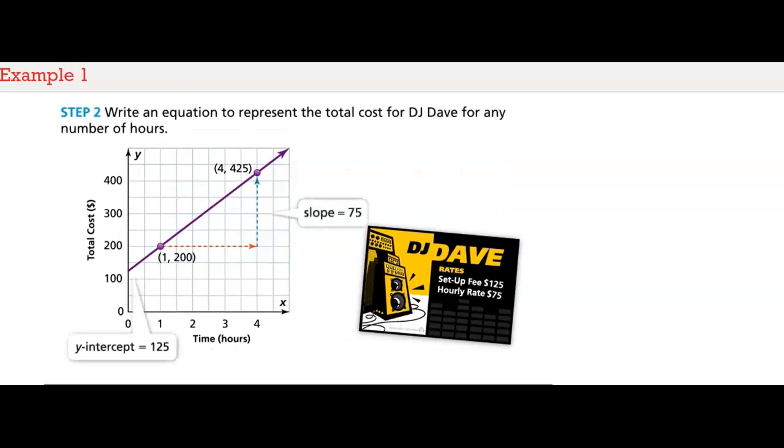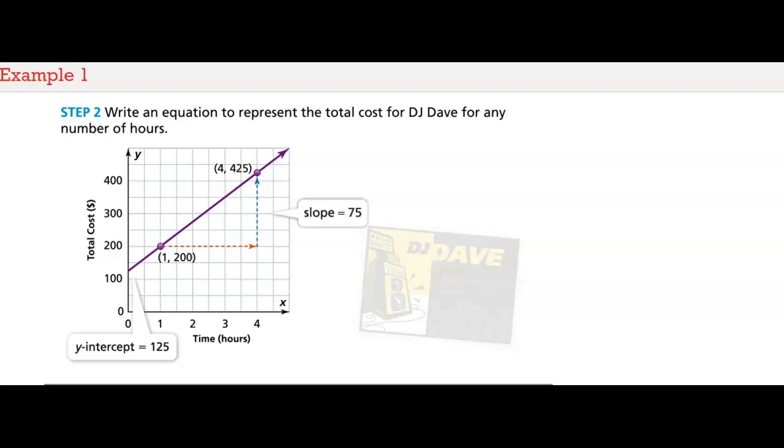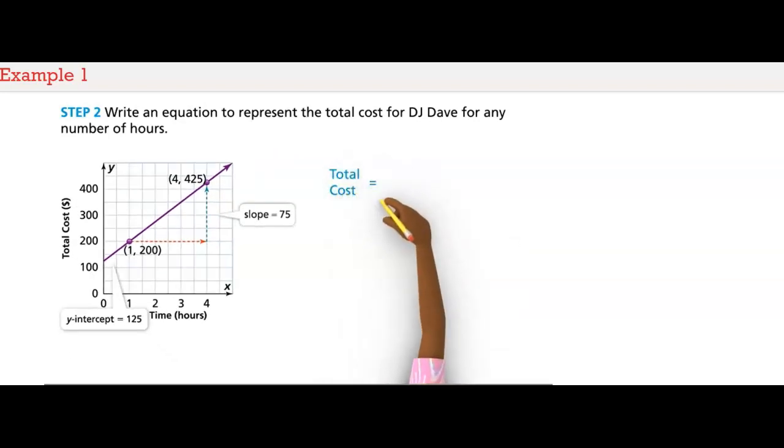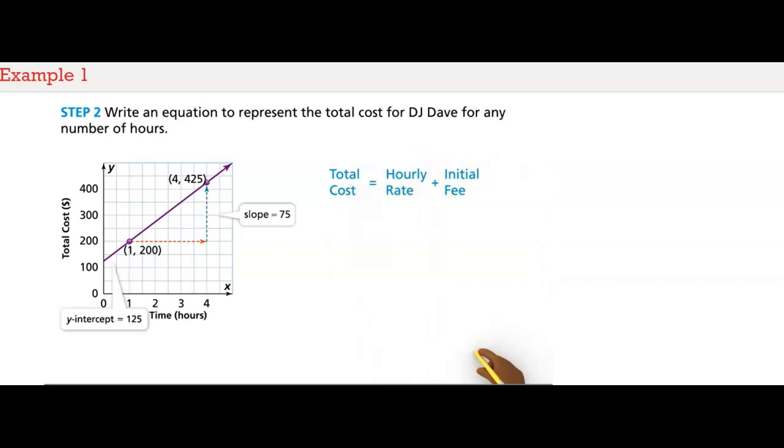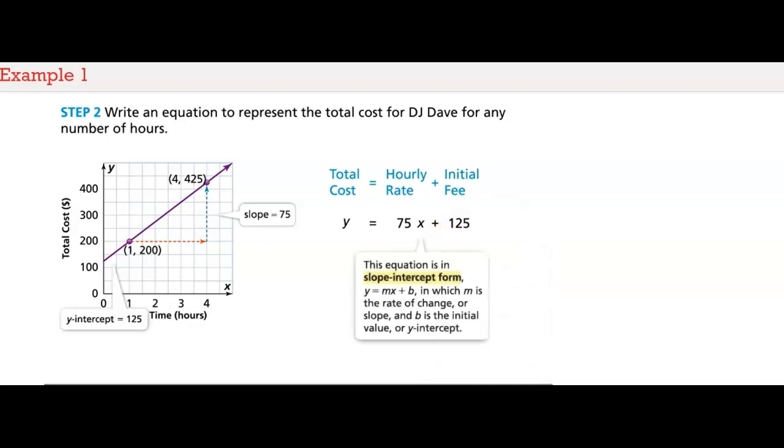Write an equation to represent the total cost for DJ Dave for any number of hours. The total cost is equal to the hourly rate plus the initial fee. Using the data from the problem, write the equation y is equal to 75x plus 125. This equation is in slope-intercept form. Y is equal to mx plus b, in which m is the rate of change or slope, and b is the initial value or y-intercept.